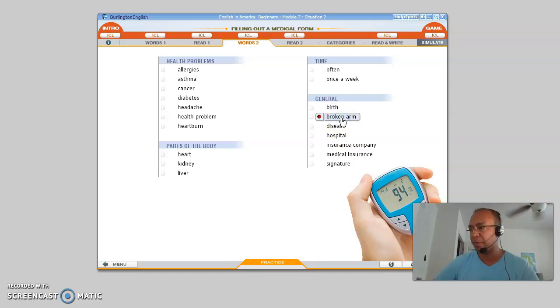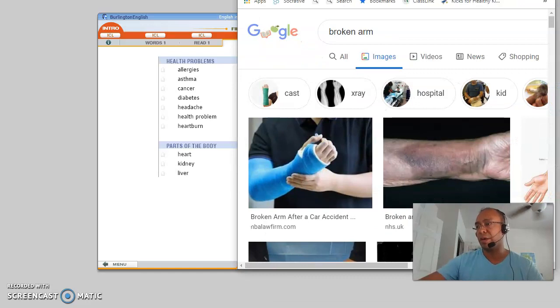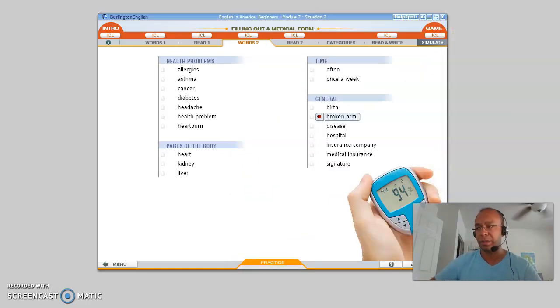Broken arm. What's a broken arm? Well, a broken arm could happen to anyone. This is your arm. And sometimes things happen and you break it. So you have a better understanding of what a broken arm looks like. This is what they do with a broken arm. They put a cast around it.